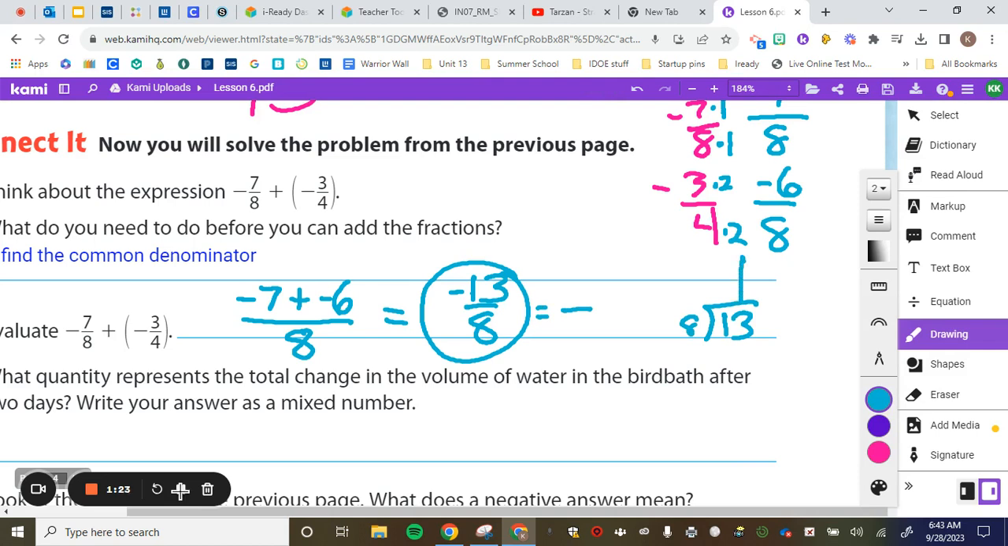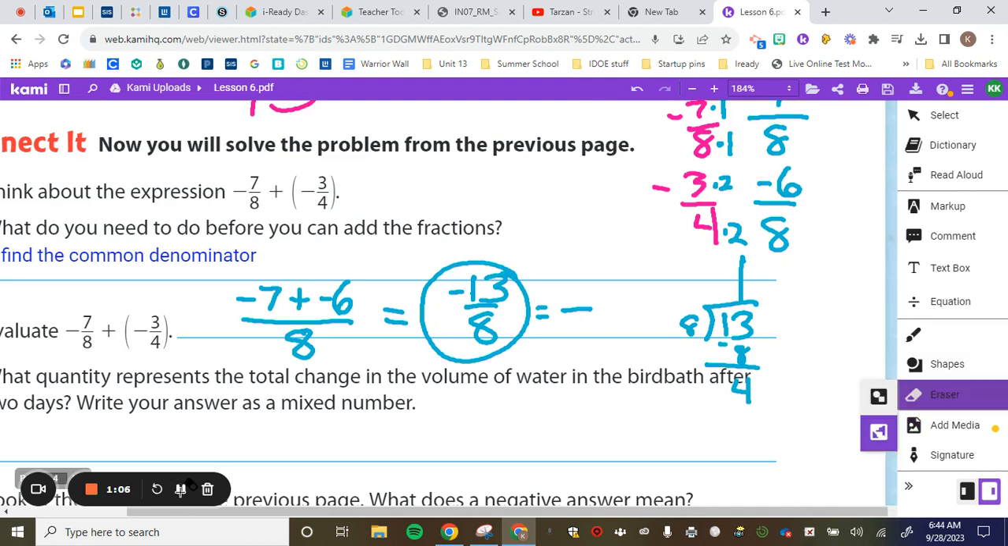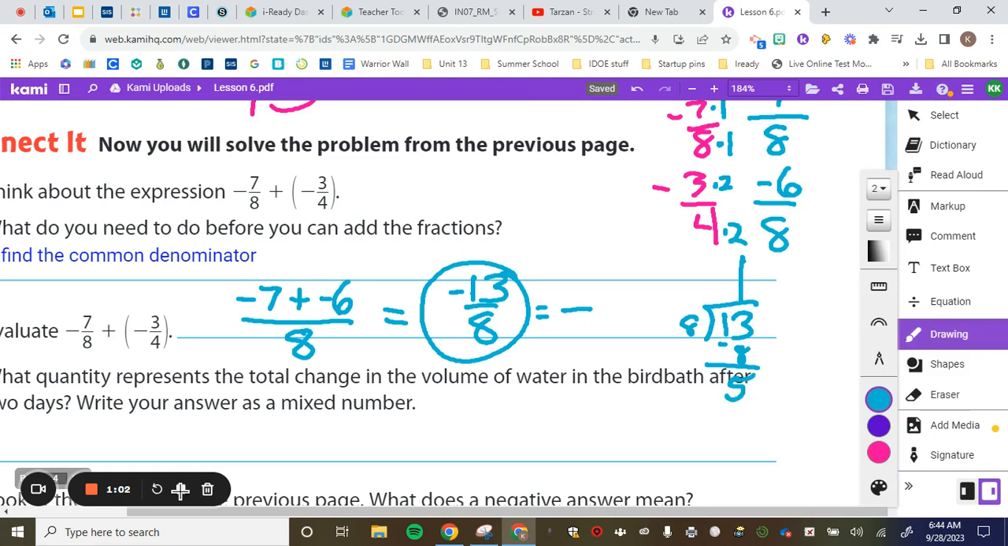8 goes into 13 one whole time. 1 times 8 is 8. I subtract and get 4. So 4 is my, and I'm making all sorts of mistakes today. What mistake did I just make? So that should have been a 5. So I have 5 will be my numerator, and then 8 is still my denominator. So if I change it into a mixed number, I will get -1 5/8.